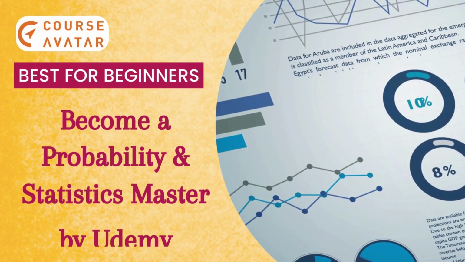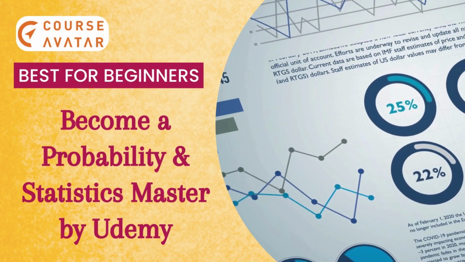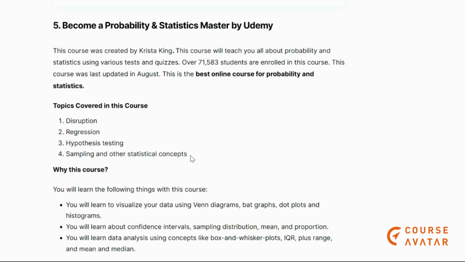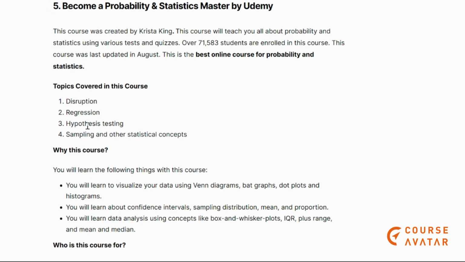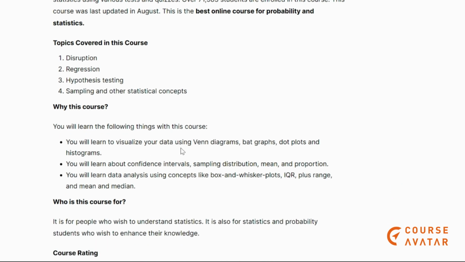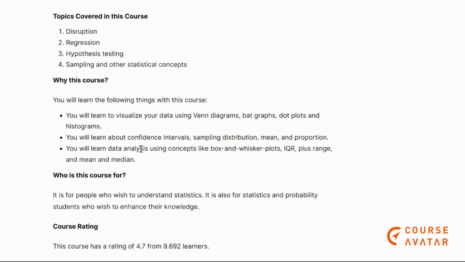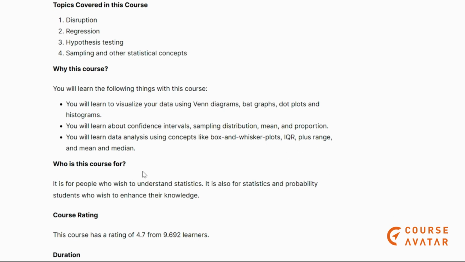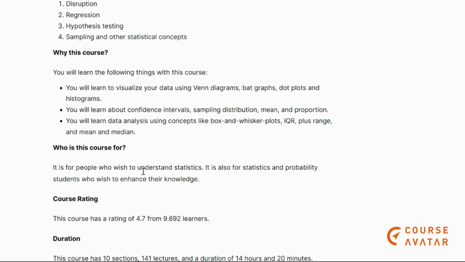The fifth course is Become a Probability and Statistics Master, provided by Udemy. Here you will learn topics like distributions, regressions, hypothesis testing, and sampling and other statistical concepts. You will learn to visualize your data using Venn diagrams, bar graphs, dot plots or histograms. You will learn data analysis using concepts like box and whisker plots, IQR, range, and mean and median. You learn about that also.